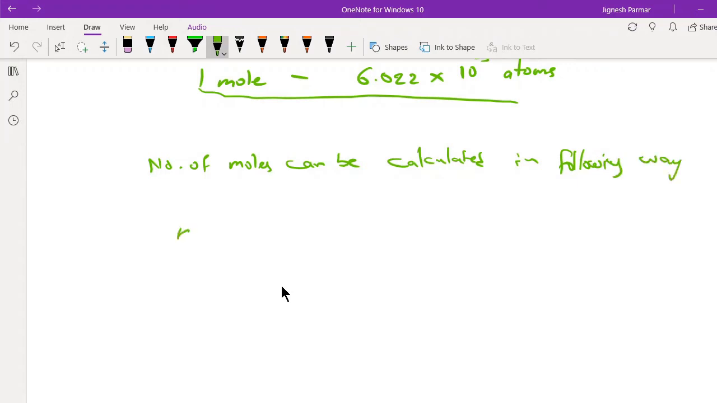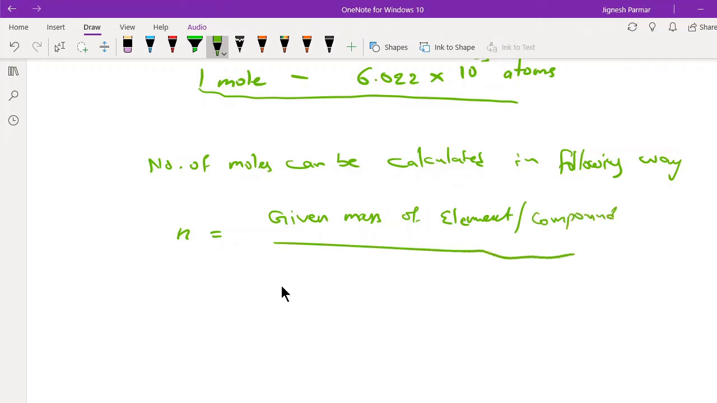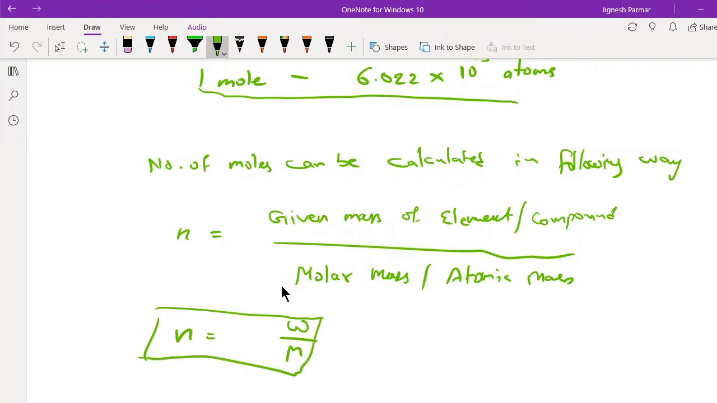So guys, n is equal to the given mass of substance. If an element is given, talk about the element; if a compound is given, talk about the compound, divided by the molar mass if it is a molecule, otherwise the atomic mass. In short, n is equal to small w upon capital M. This is the formula which we are going to use to find the number of moles of a compound.